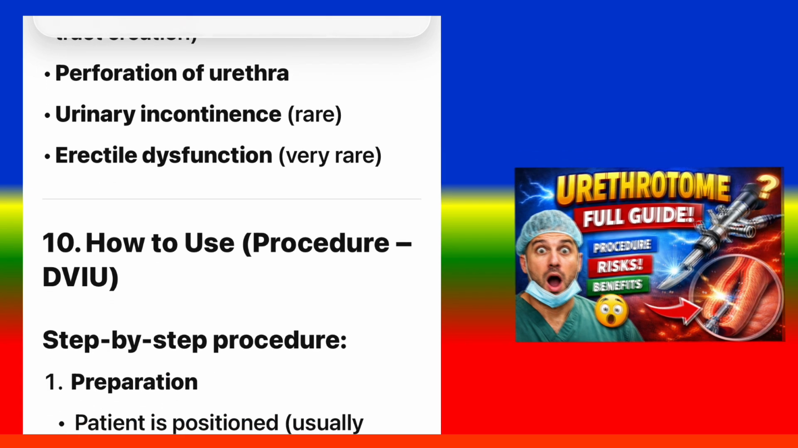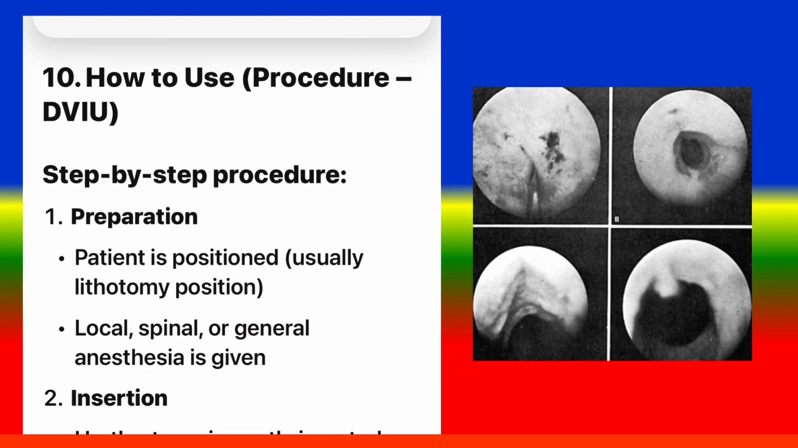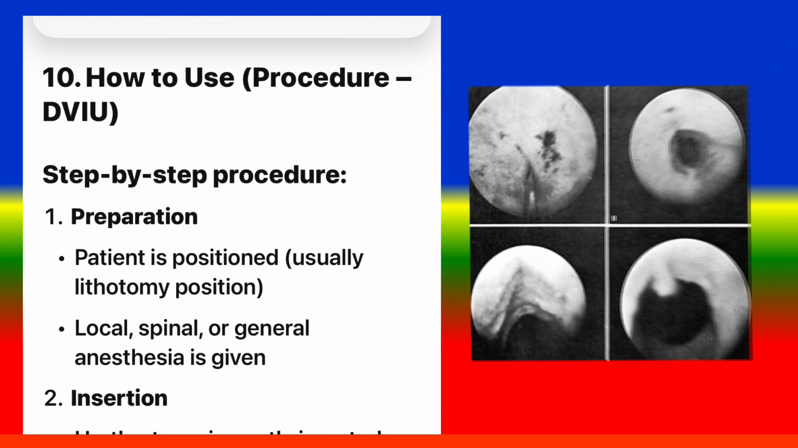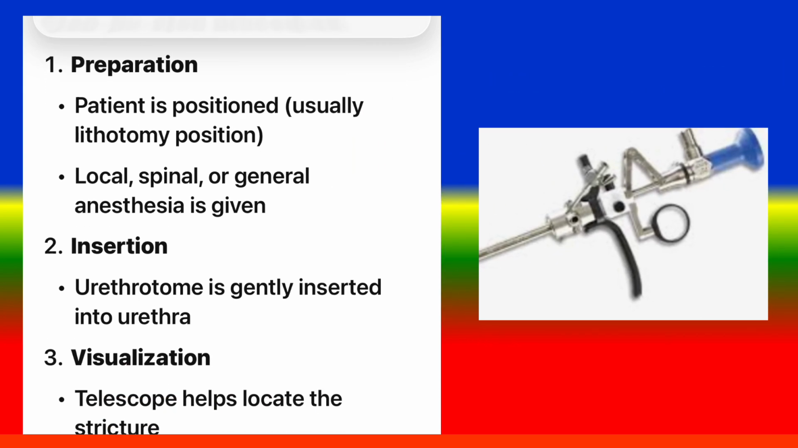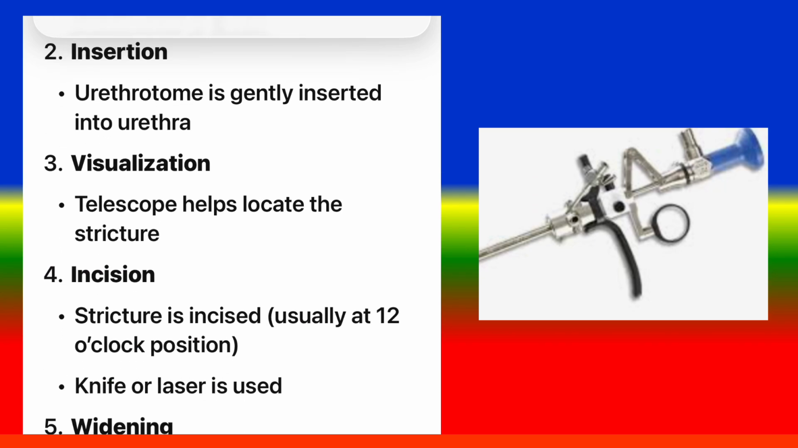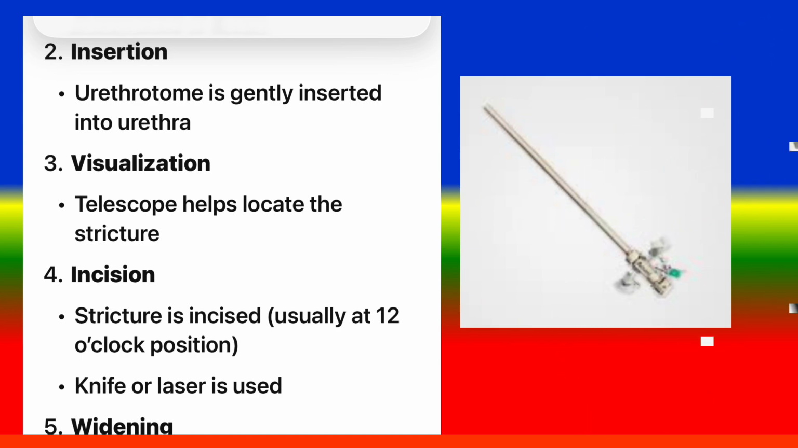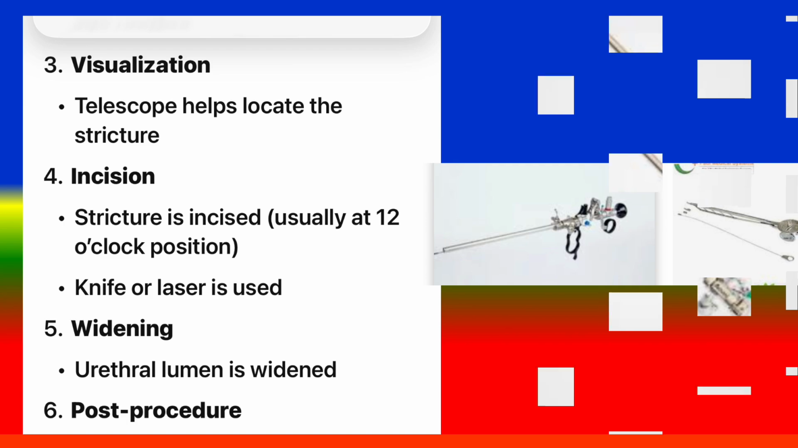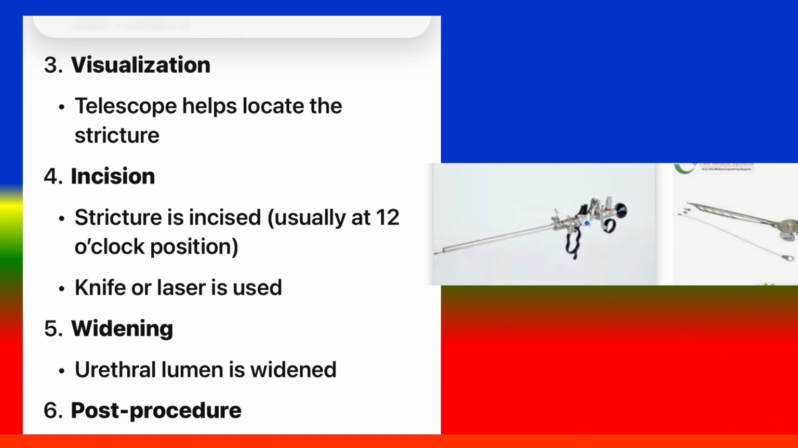10. How to use, procedure DVIU. Step-by-step procedure. 1. Preparation. Patient is positioned, usually in lithotomy position. Local, spinal, or general anesthesia is given. 2. Insertion. Urethrotome is gently inserted into the urethra. 3. Visualization. Telescope helps locate the stricture. 4. Incision. Stricture is incised, usually at the 12 o'clock position.